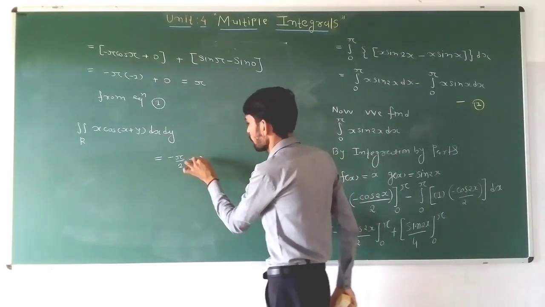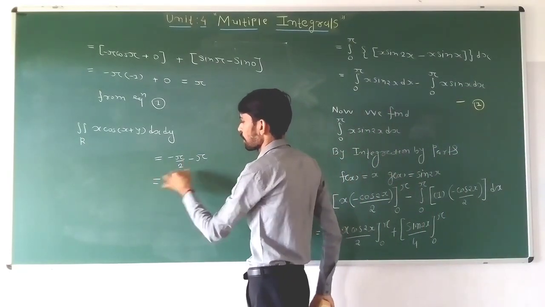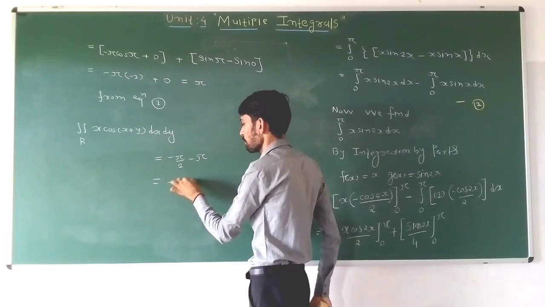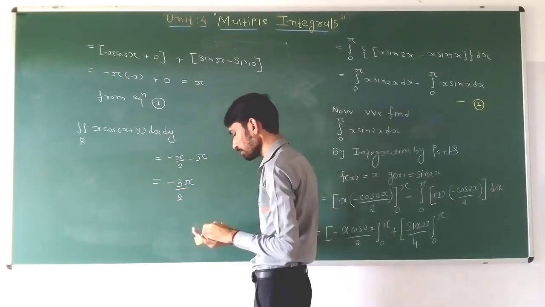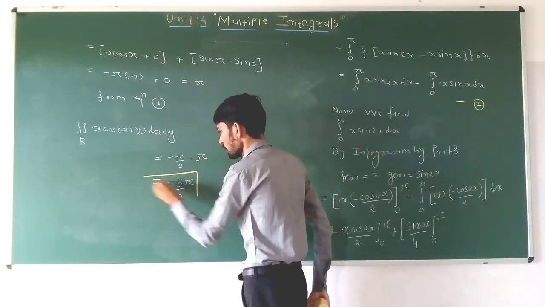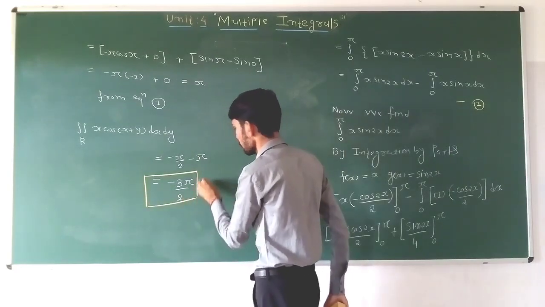So here we write pi. So minus pi by 2 minus pi, the answer is minus 3 pi by 2. So this is the final answer of our integration.